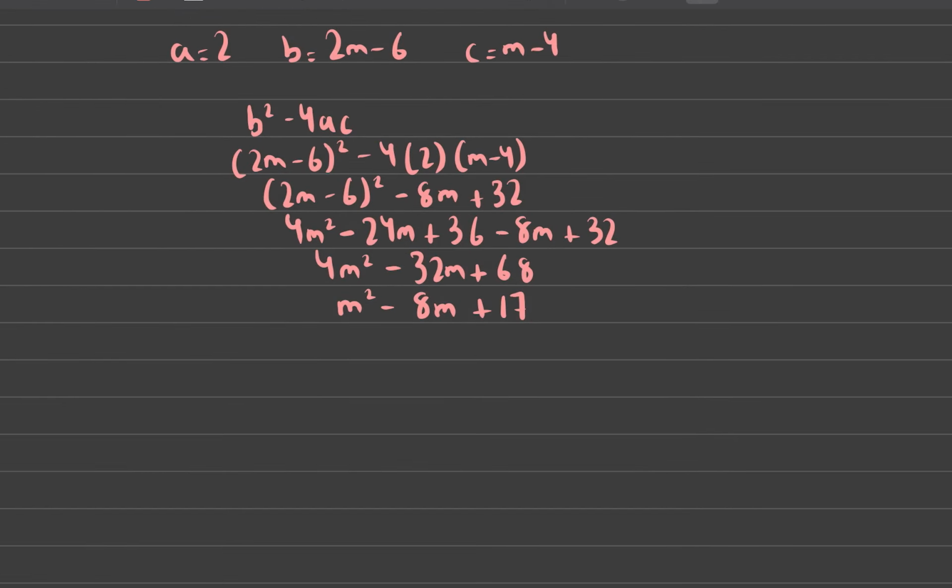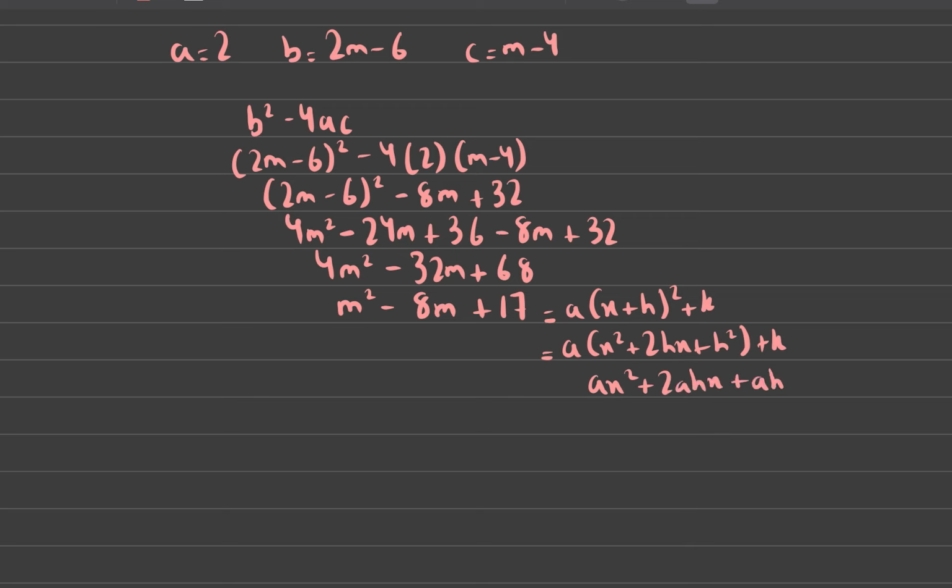so m squared minus 8m plus 17. Now, whenever you need to show, always convert this to the completing the square form. How do you do that? Expand a(x plus h) squared plus k. So it's going to be ax squared plus 2ahx plus ah squared plus k. Now what's written with a? x squared, it's a, and here it's 1. Now what's written with x? 2ah, and here assume x in place of m, is equal to minus 8.